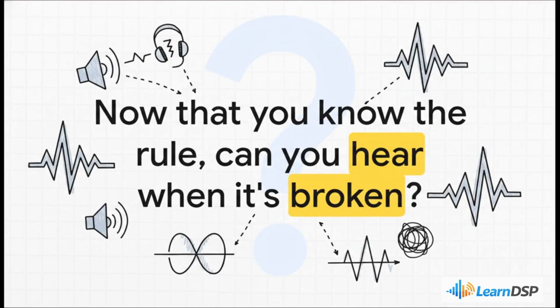And that leaves us with one final thought. Aliasing is kind of everywhere in our digital world, but a lot of the time it's subtle. But now that you know the rule, now you know what to listen for. That weird, unnatural, out-of-place tone. The next time you hear it, you won't just think it's bad audio quality. You'll know the rule was broken.